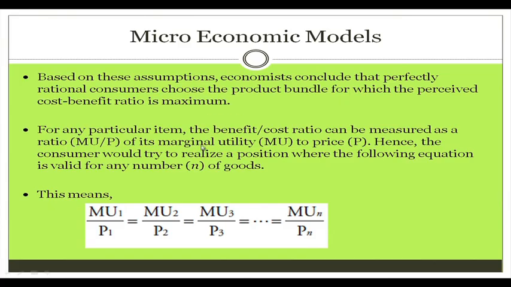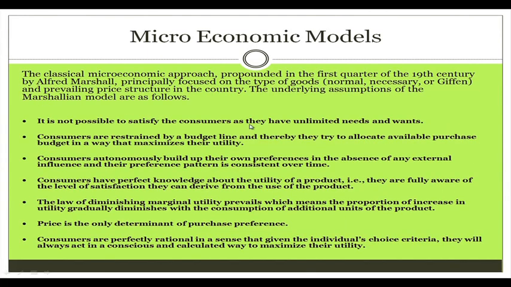For any particular item, the benefit to cost ratio can be measured as the ratio of marginal utility to price. Hence the consumer would try to realize a position where the following equation is valid for any n number of goods: the benefit to cost ratio, MU1 by P1, equal to MU2 by P2, equal to MU3 by P3, all this has to be equal. So, this is the microeconomic model of Marshall.